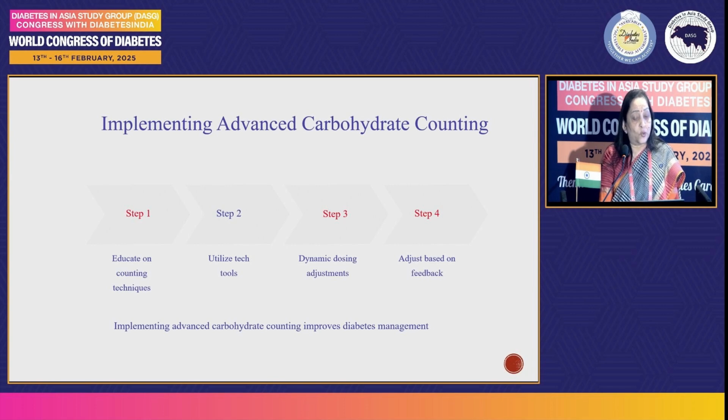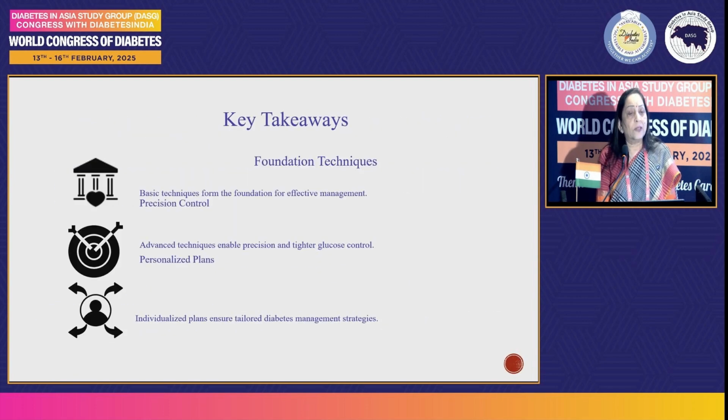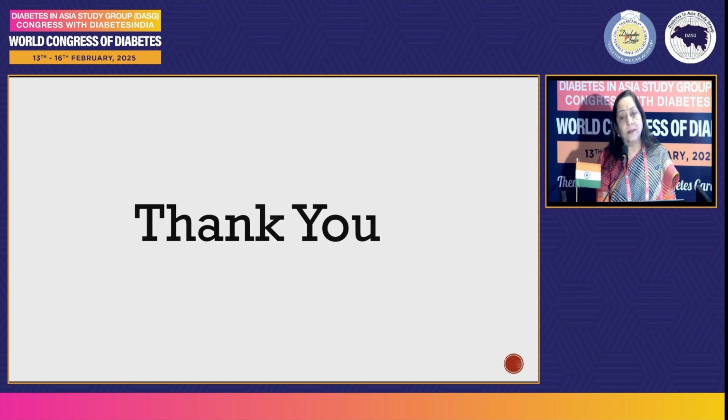First step is to educate the patient on counting techniques. Step 2 is to utilize tools. Step 3 is dynamic dosing adjustment, and step 4 is to adjust based on feedback. So my takeaway message is about the foundation techniques. Basic techniques form the foundation for effective management and precision control, advanced techniques enable precision and tighter glucose control, and a personalized plan ensures tailored diabetes management strategies. Thank you very much.